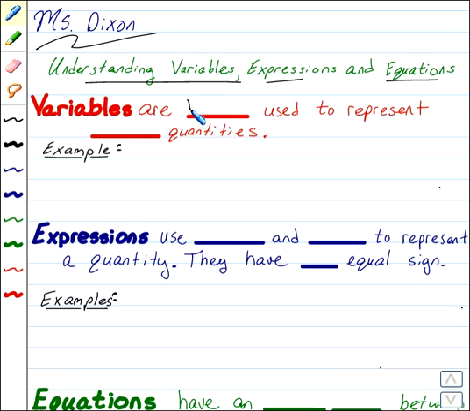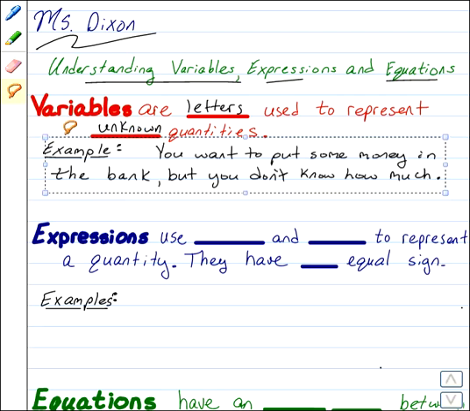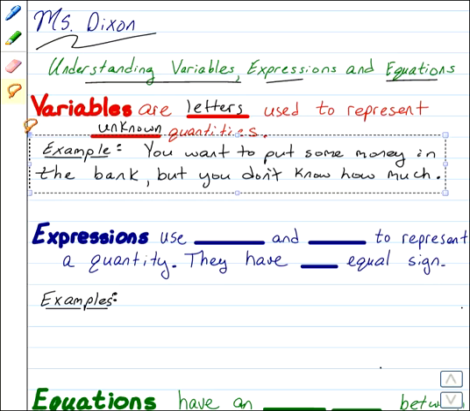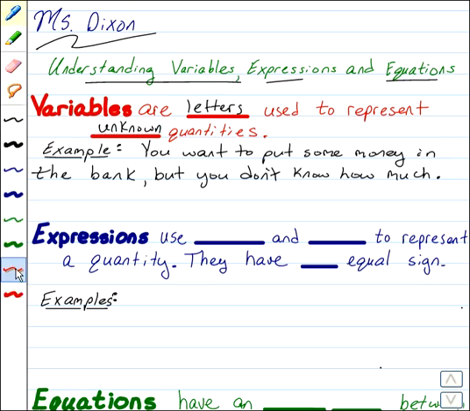Variables are letters that we can use in algebra to represent some unknown quantities. For example, say I want to put some money in the bank, or you want to put some money in the bank, but you haven't decided how much yet. You don't have to decide, just tell me how to express it. You can tell me that D is the number of dollars that you're going to put in the bank. So then D is a variable, and it represents the unknown quantity of the amount of money you put in the bank.